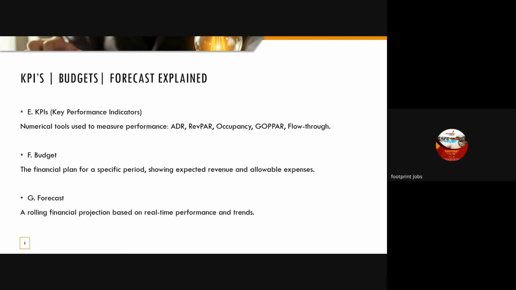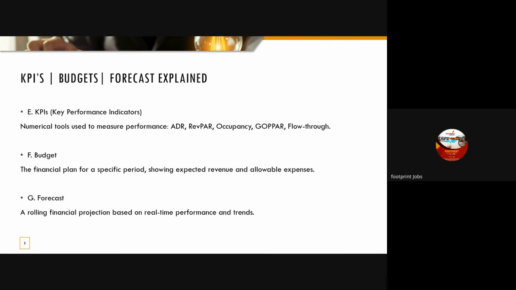So your budget is a financial plan for a specific period, showing expected revenue and allowable expenses. It must show expected revenue and allowable expenses within a period of time. It might be a one month budget broken down into weekly budgets, and that's what I advise every manager. Be it a departmental manager, front office, whatever department you find yourself in, you must have a monthly budget broken down into simple weekly budgets for easy tracing and easy reconciliation.